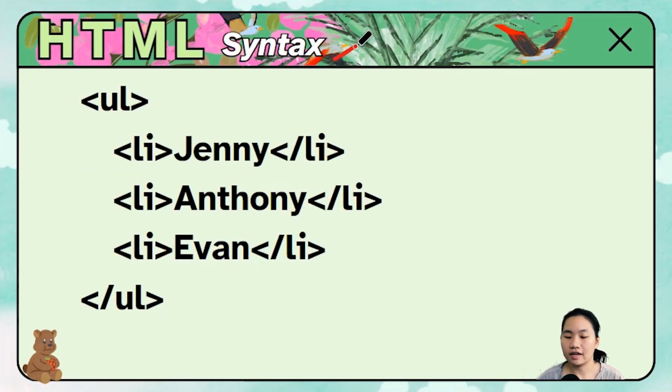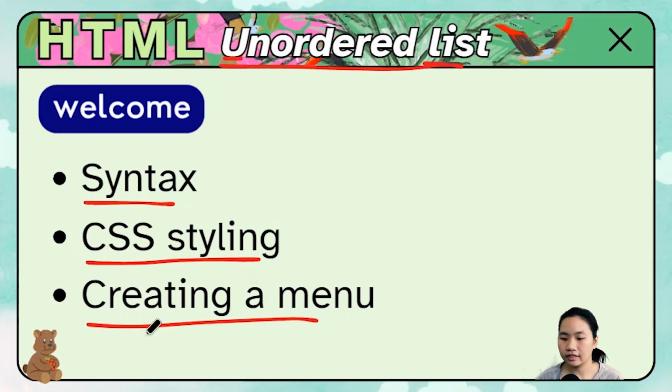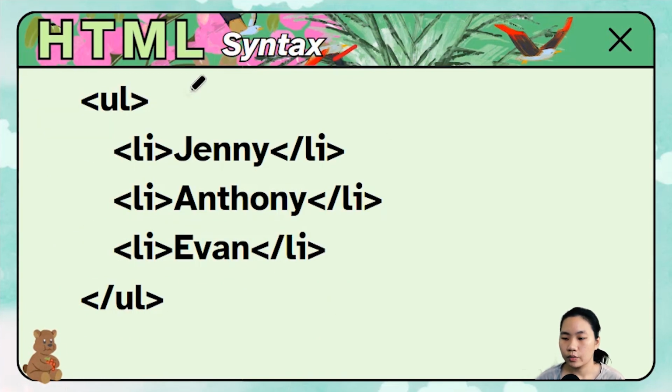First off, the syntax. Syntax is very simple. For unordered lists, we'll just go with the first two letters, U and L. Okay, so what do we have? We have UL, which stands for unordered list. And within unordered list, we have a bunch of items. These are called list items. Therefore, the element name is LI, okay? List items. And within the unordered list, I have Jenny, Anthony, and Evan.